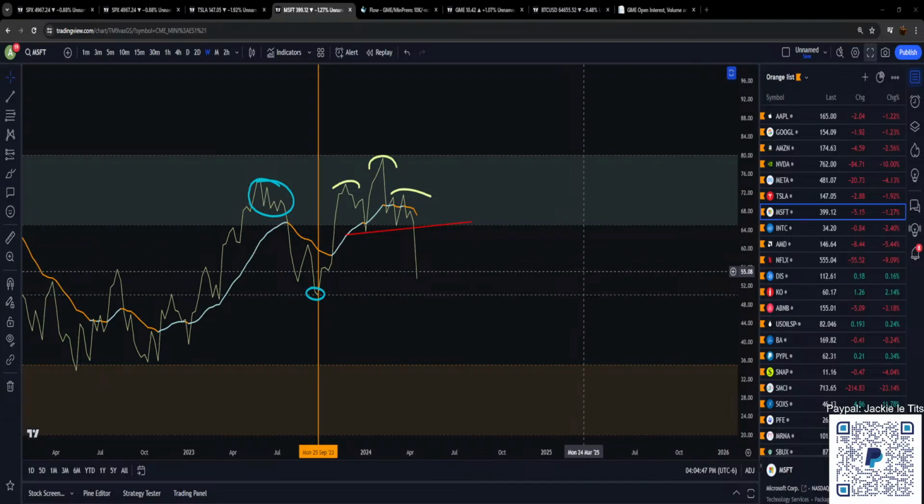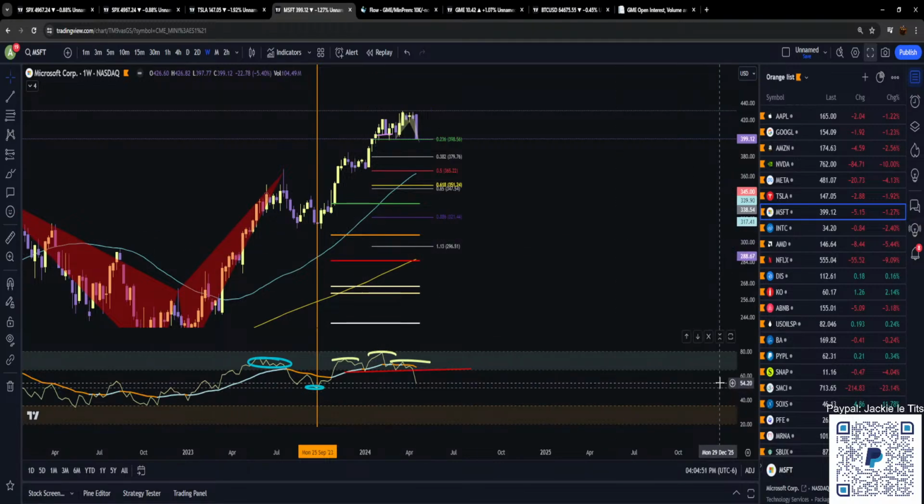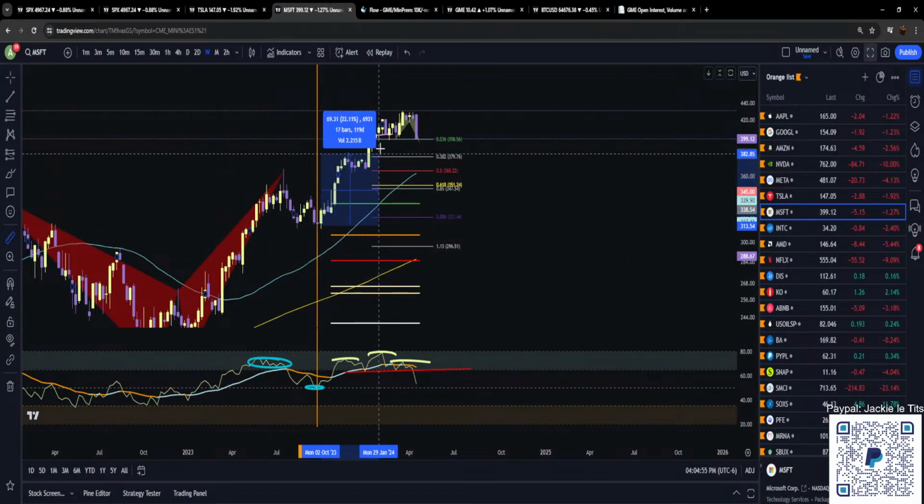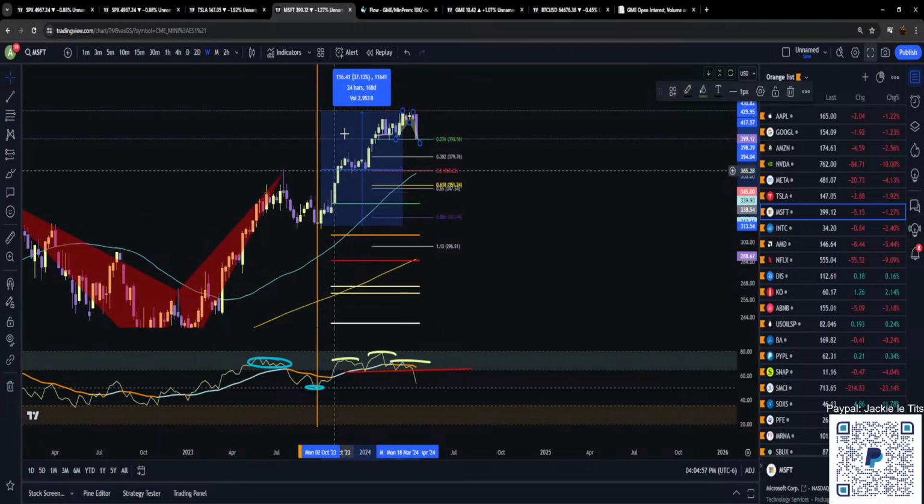Yes! Yes! Look at it. Literally marked the bottom of a retracement before a 37% move.